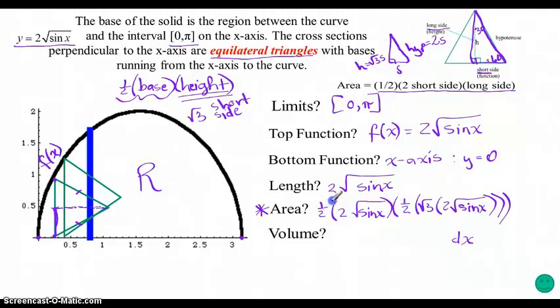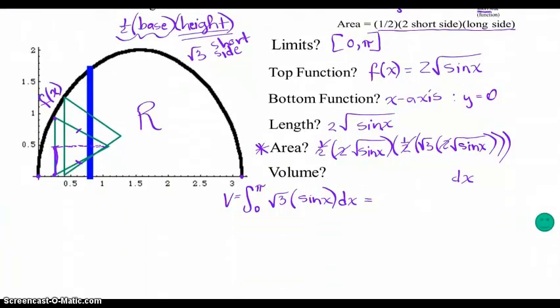So let's see if we can clean this up. That 1/2 and that 2 cancel. This 1/2 and that 2 cancel. Square root of sine times square root of sine is just sine. So our volume, we're integrating from 0 to pi. We have square root of 3 times the sine of x, and then times our thickness. So even though this looks really ugly, it cleans up really nice for us to be able to find the antiderivative and therefore find the volume.